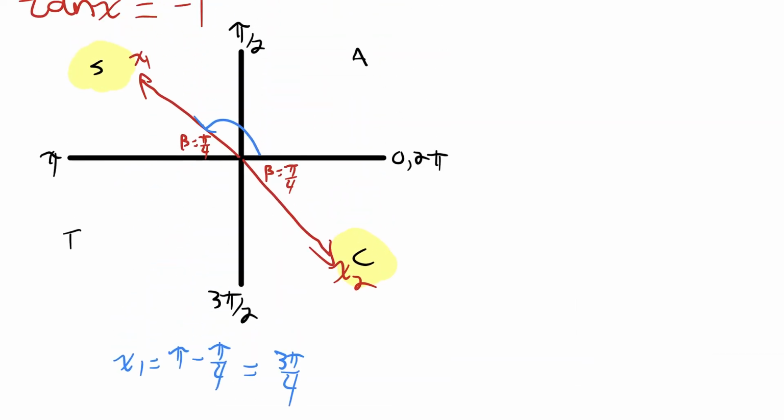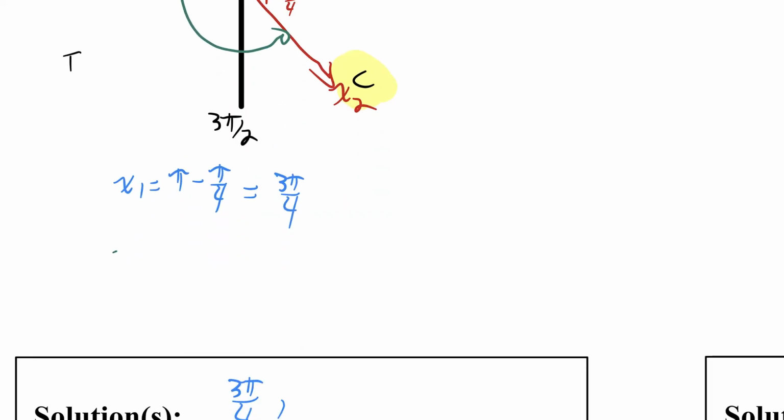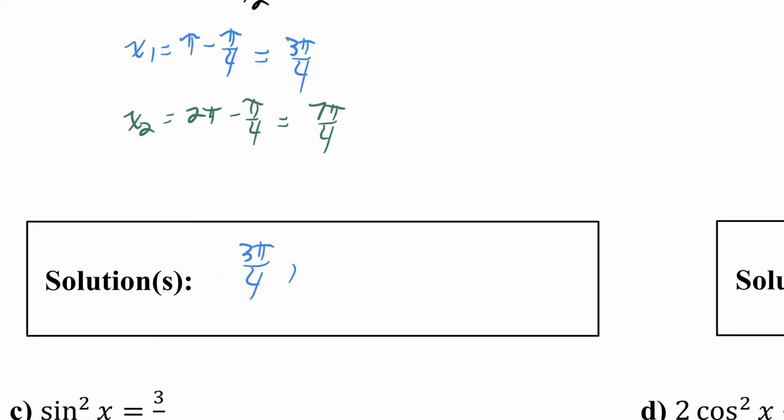And my second answer, I need to figure out how far I have to rotate to get all the way to here. Well, I'm pi over 4 short of going a full 2 pi. So x2 would be 2 pi minus pi over 4. And that would give me 7 pi over 4. So my second answer, 7 pi over 4.